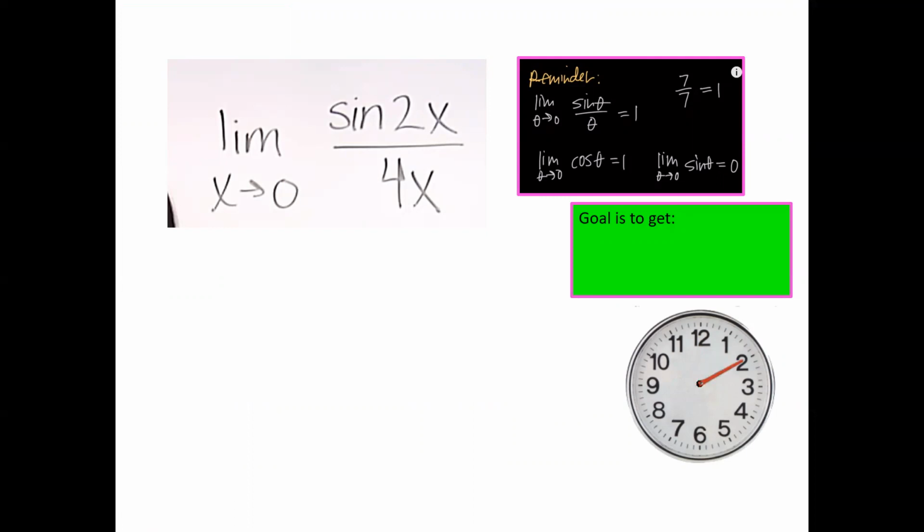All right, so let's go ahead and take a look at the first one. If you want to pause the video, you can go ahead and try to work on this one. The reminders are on the side.